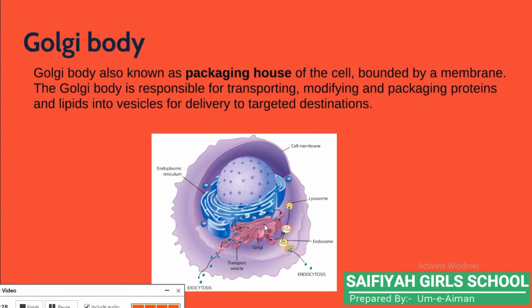Golgi body. It is also known as the packaging house of the cell. It is bounded by a membrane. Golgi body is present next to endoplasmic reticulum and near to nucleus. It is responsible for transporting, modifying and packaging protein and lipids into vesicles for delivery to targeted destinations.